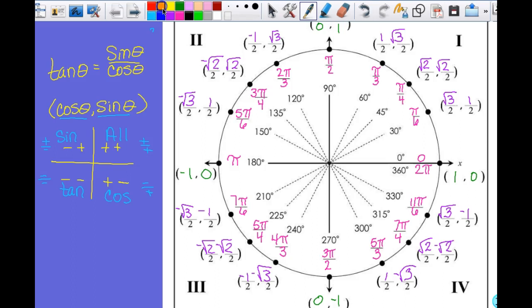And that's where that "All Students Take Calculus" comes from. It's just a little mnemonic so that you can remember what's what there. Okay? Does that make sense to you?